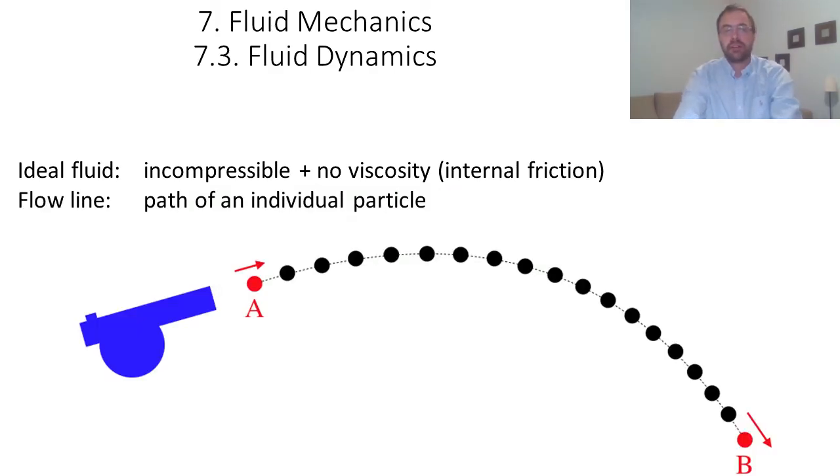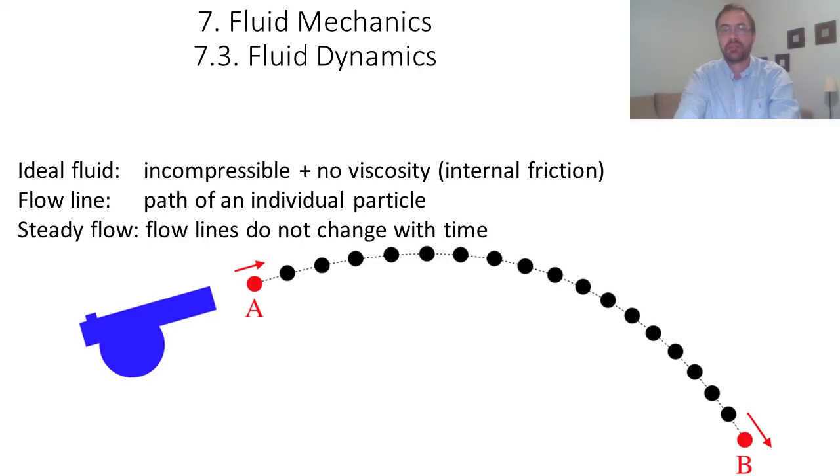Next, we have the idea of a flow line. Right? A flow line represents the path of an individual particle. So think of this as the line that represents the trajectory of a cannonball. Now imagine that the cannonball keeps shooting, then all the balls will follow the same trajectory. And this is what we call a steady flow. Right? This is when the flow lines do not change with time.